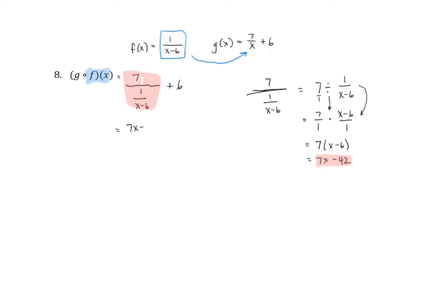So 7x minus 42, and then bring down the plus 6. So that's going to be 7x minus, let's see, 36. Okay, and now there's nothing else we can do there. So this is it. This is g of f of x.